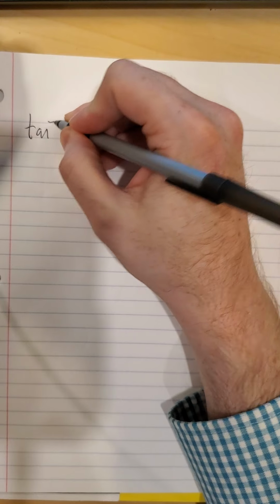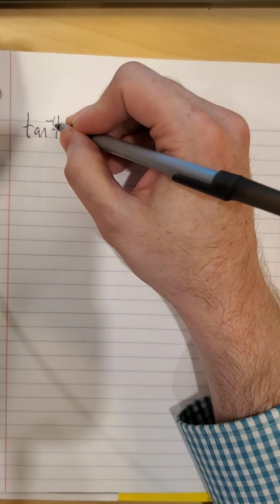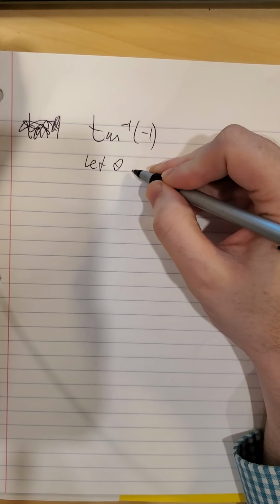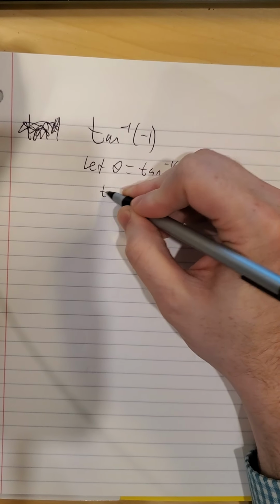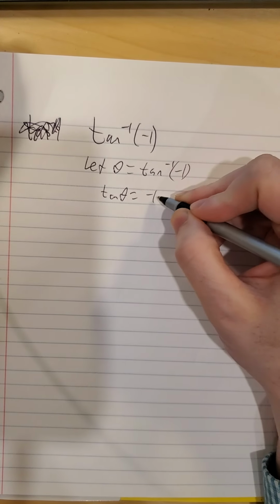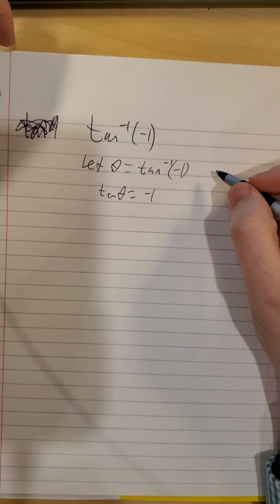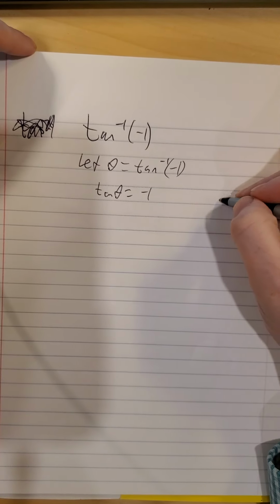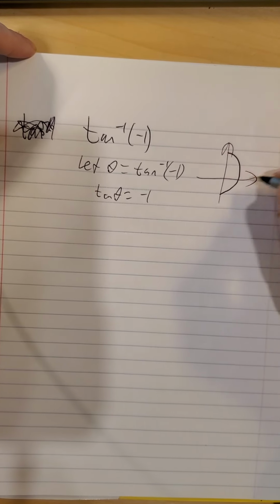So then we'll be asked to do things like find the exact value of the arctangent of, I'll write that so you can read it, arctangent of negative 1. Again, we'll use a let line: let theta equal arctangent of negative 1. So tangent of theta is negative 1. So we're basically asking, on our negative pi over 2 to pi over 2 interval, what angle has negative 1 as the end result.